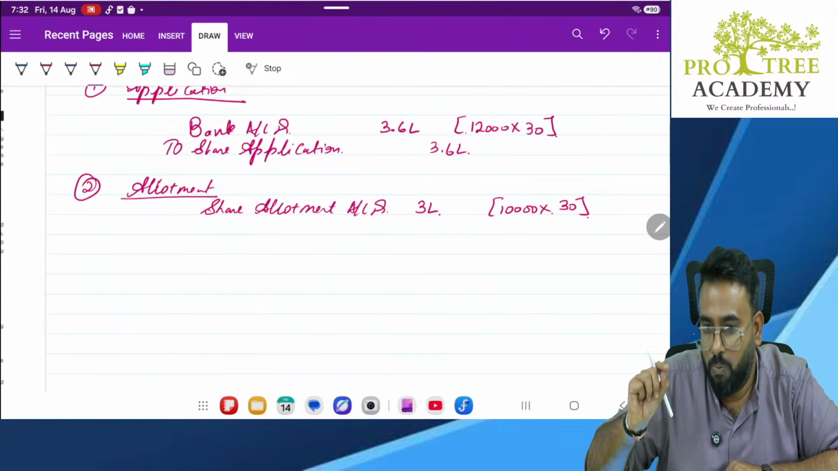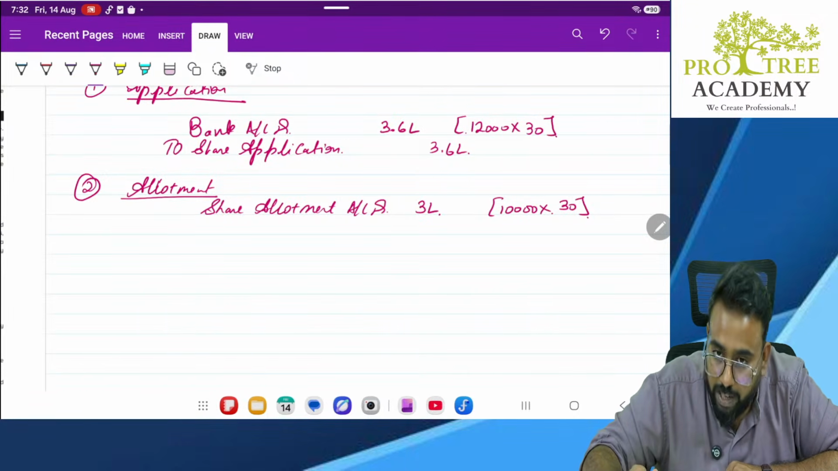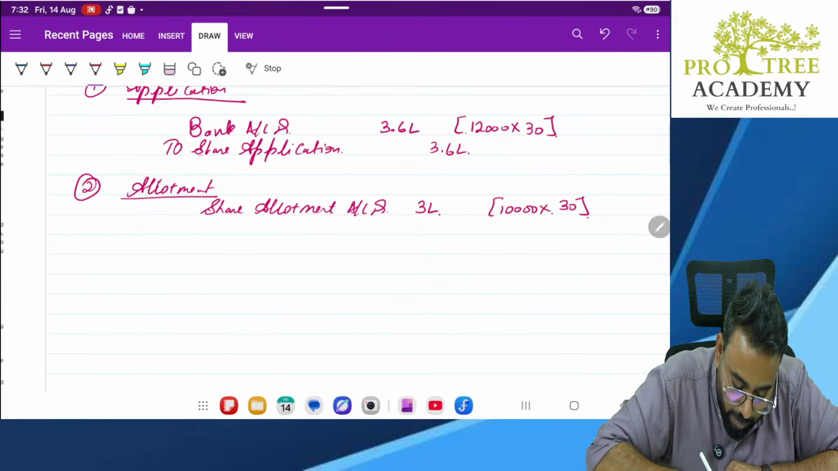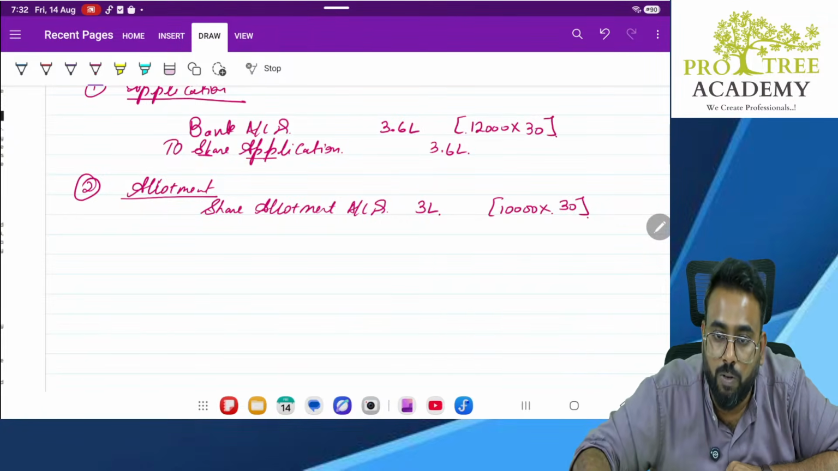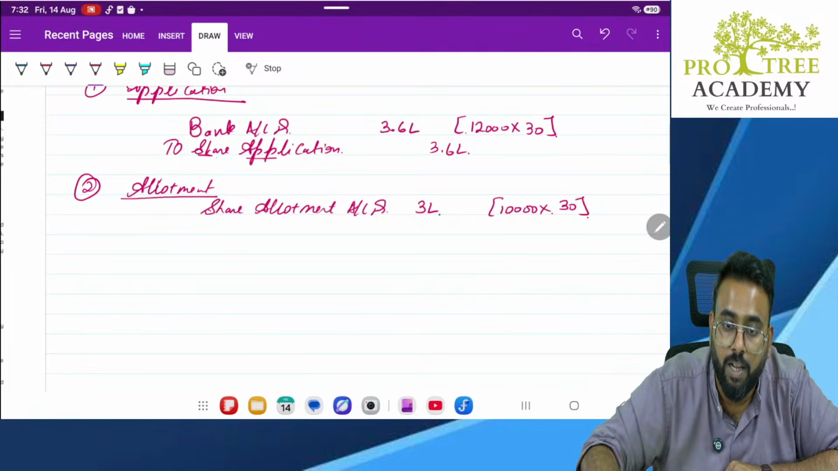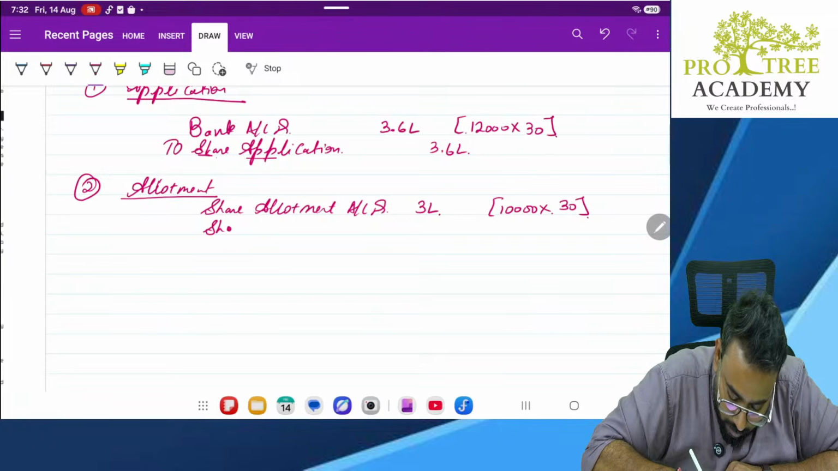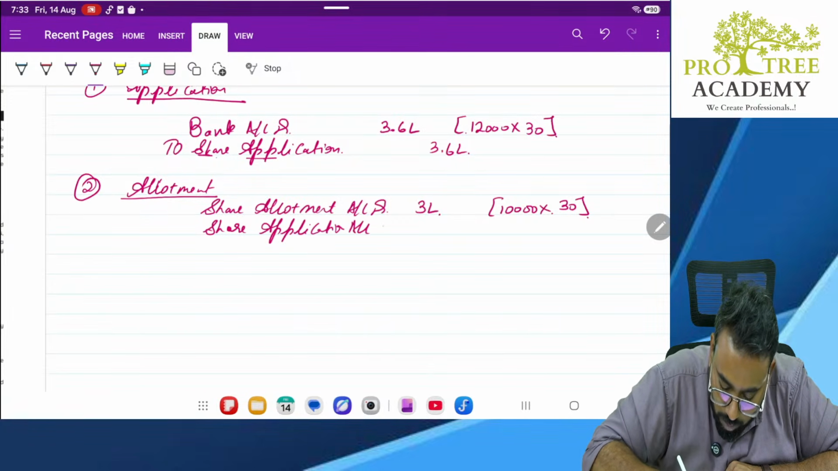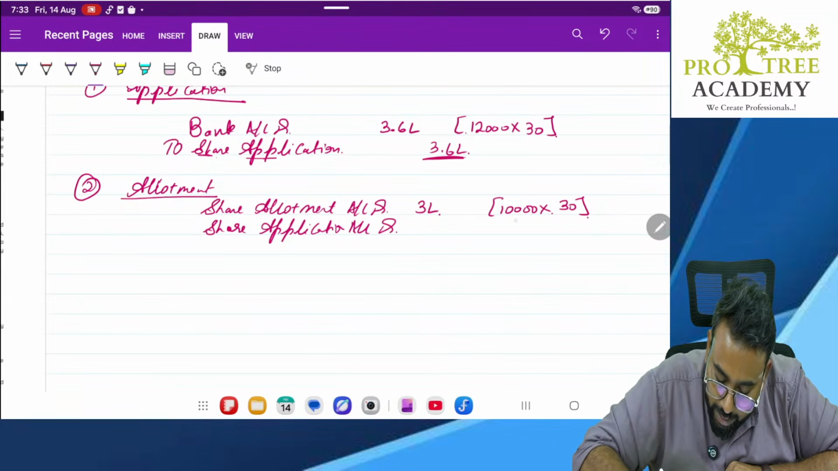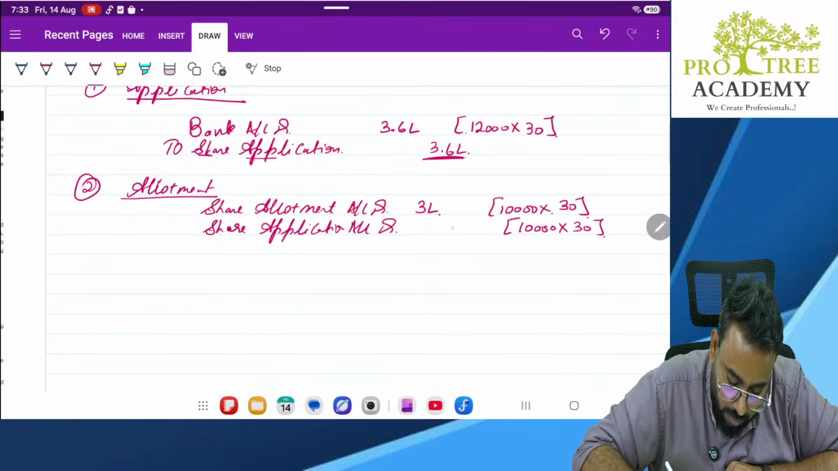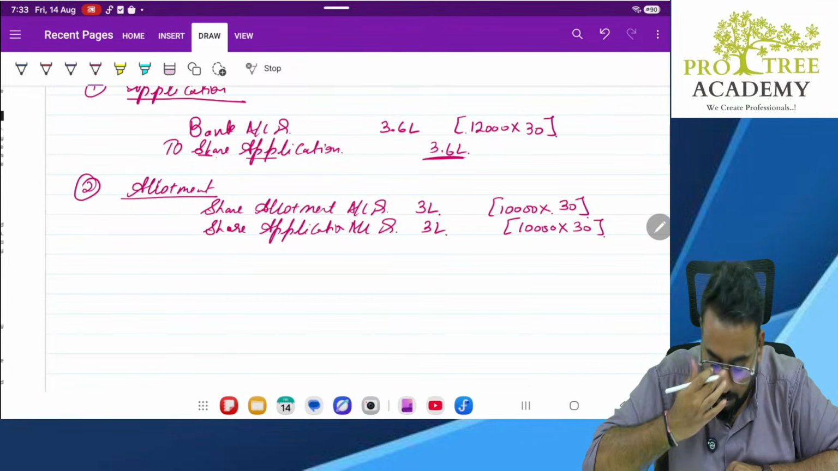Now we'll do one upgraded version of the journal entry. This share application money also needs to be transferred to share capital. Instead of passing one more journal entry, can we include that here only? Share application account debit. How much? Not the entire 3.6 lakh, only 10,000 shares of 30 each. So that will be 3 lakh. Correct or no?